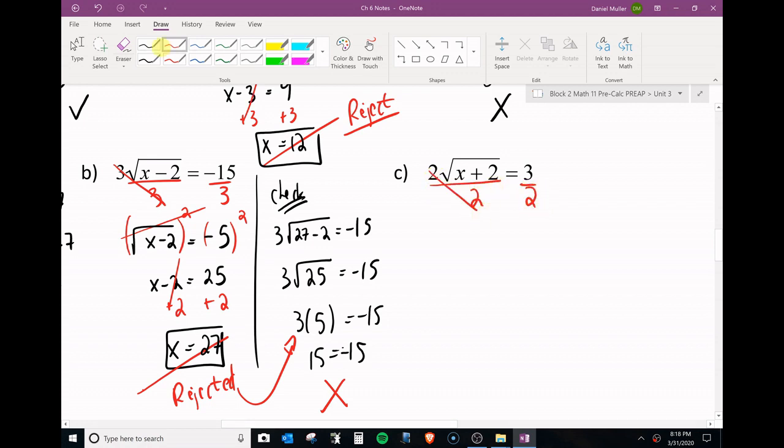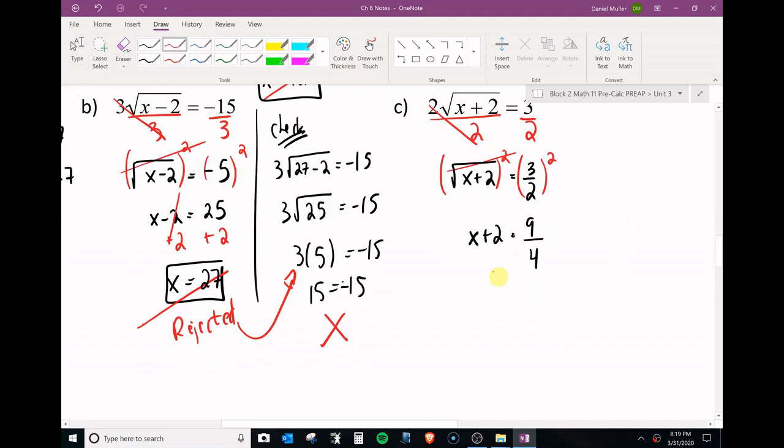And I get the square root of x plus 2 equals 3 over 2, otherwise known as 1.5, but we can do 3 over 2. And now I will get rid of the square root by squaring. I can square both sides. X plus 2. Now this might look intimidating, but really you're just going to square the 3 and square the 2. Squaring the 3 gets you 9, and squaring the 2 gets you 4.